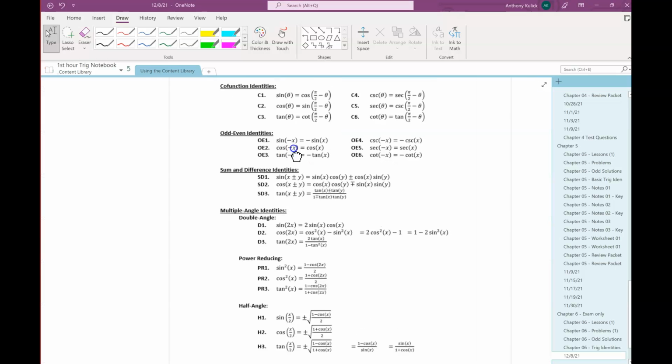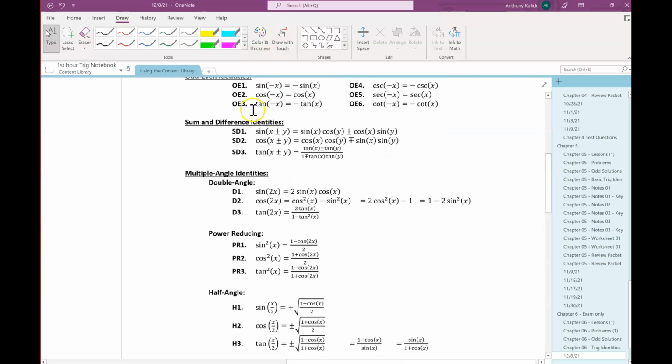So in section 6, we're going to be given 4 new sets of identities. So sum and difference identities, double angle identities, power reducing identities, and half angle identities.